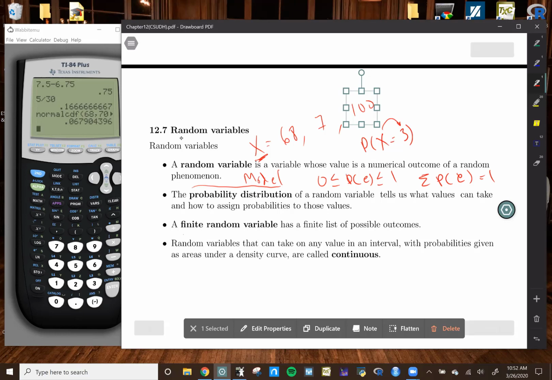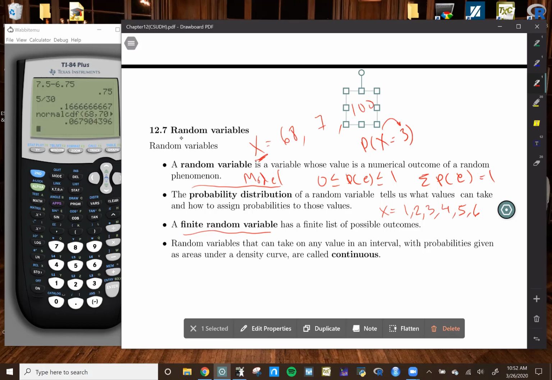Whenever we're talking about a finite random variable, a finite random variable just means that we can actually count how many outcomes are possible. Okay. So say like when we're rolling a die, x could equal 1, 2, 3, 4, 5, 6. So I can actually list out all the possible outcomes because it's finite.